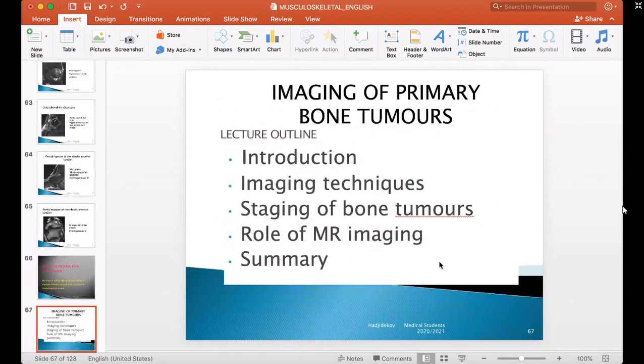We are moving to the bone tumors, and we'll mainly discuss the role of magnetic resonance imaging, usually in the staging of bone tumors. So if I want to give you the outline of this part of the lecture, we will have a short introduction, then we will see the different imaging techniques or modalities, saying a few words about the conventional X-rays, then how can we stage the bone tumors, and what is exactly the role of MRI imaging, and a very brief summary at the end.